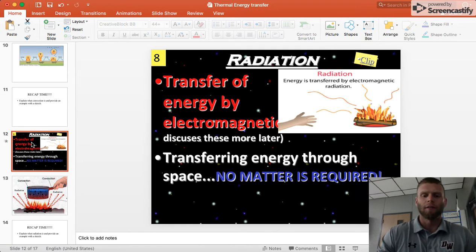Radiation, our final thermal energy transfer here. So radiation is the transfer of energy by electromagnetic radiation. Okay, so this is a transferring of energy through space. No matter is required. So you're able to transfer energy through space. All right, so if you look at the example here, energy is transferred by electromagnetic radiation. There's a fire, right? So that would be an example of radiation.